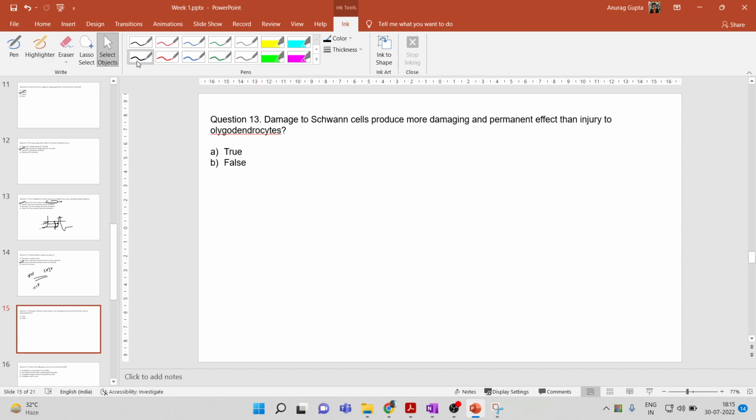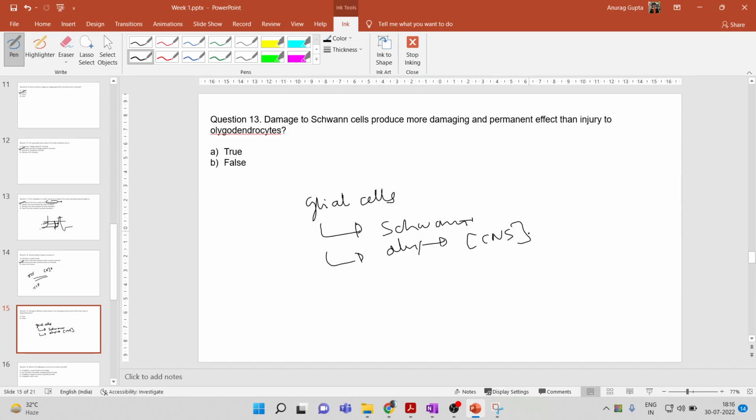So if you recall Schwann cells, we have glial cells, right? I think the spelling will be wrong, but we have glial cells, and then there are different kinds of glial cells. One is Schwann cell, another is oligodendrocytes. So we know that oligodendrocytes myelinate the axons in the central nervous system, whereas Schwann cells myelinate the axons in the peripheral nervous system.